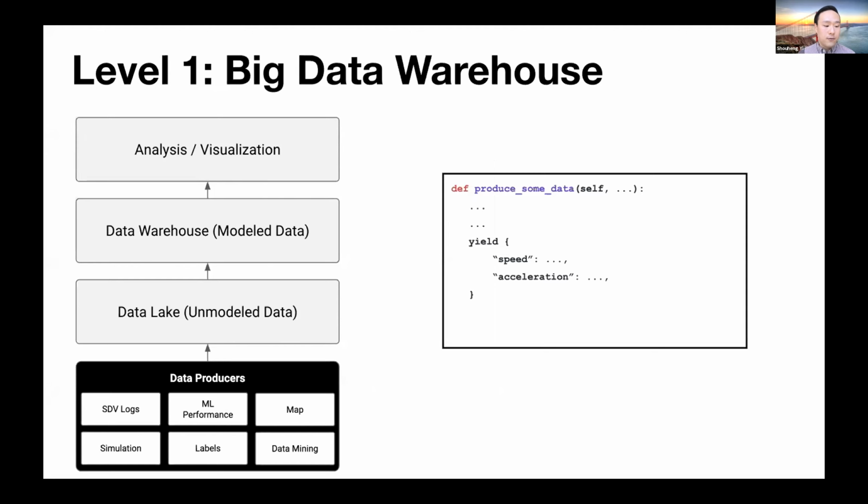Imagine we have a variety of data producers at ATG. The data producer could be about an SDV log, a self-driving vehicle's log. It could be a map. It could be the ML performance. So I imagine that we have a pseudo data producer here on the right, where we yield a generator of structured data.